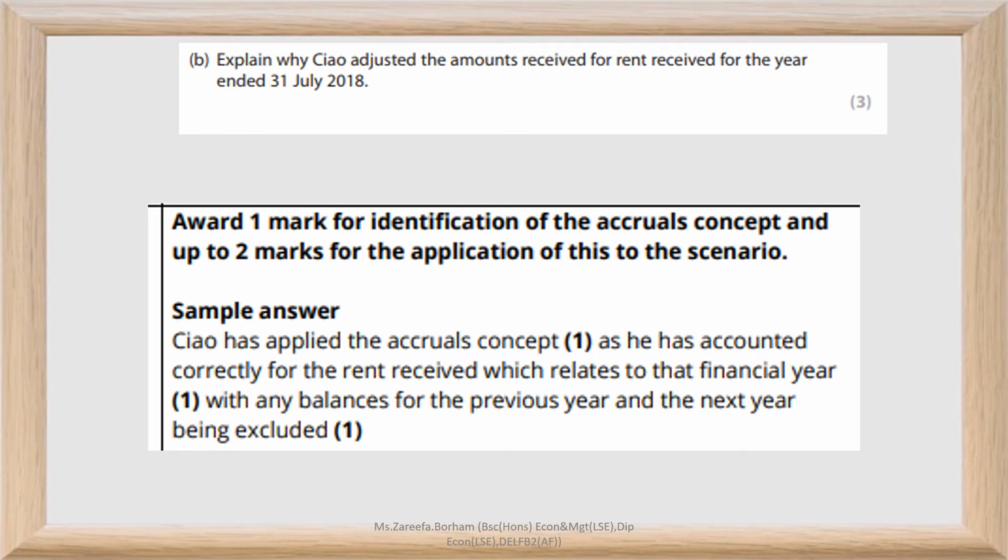This question asks us, why did this sole trader adjust for the amounts received of rent? The respective answer is the requirement to adhere to the accruals concept, which states that all expenses and income relevant for the year should be recorded. Thereby, to remove the rent received in advance, Kia made the adjustments to rent received.